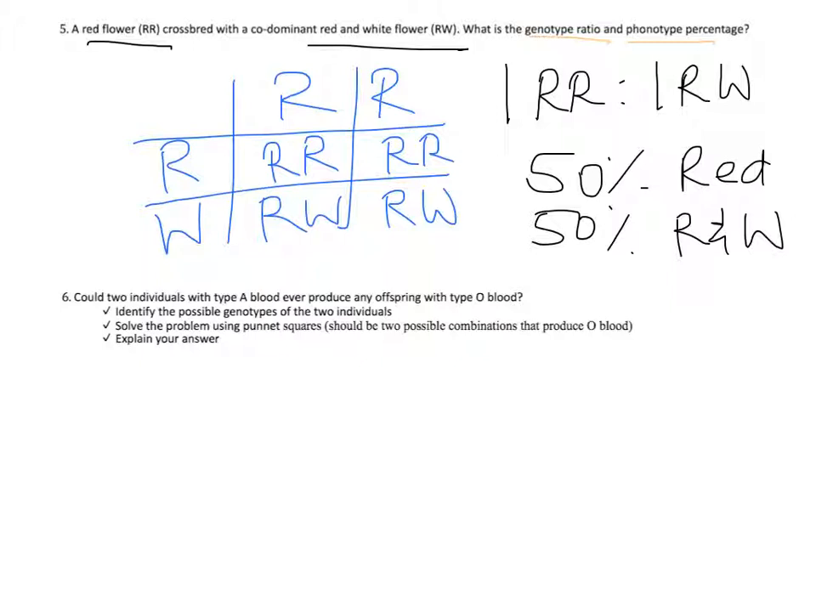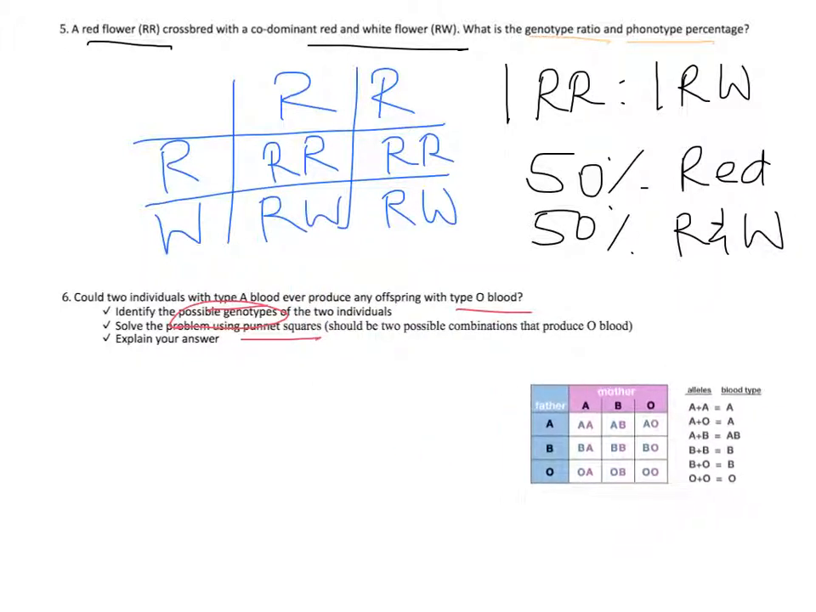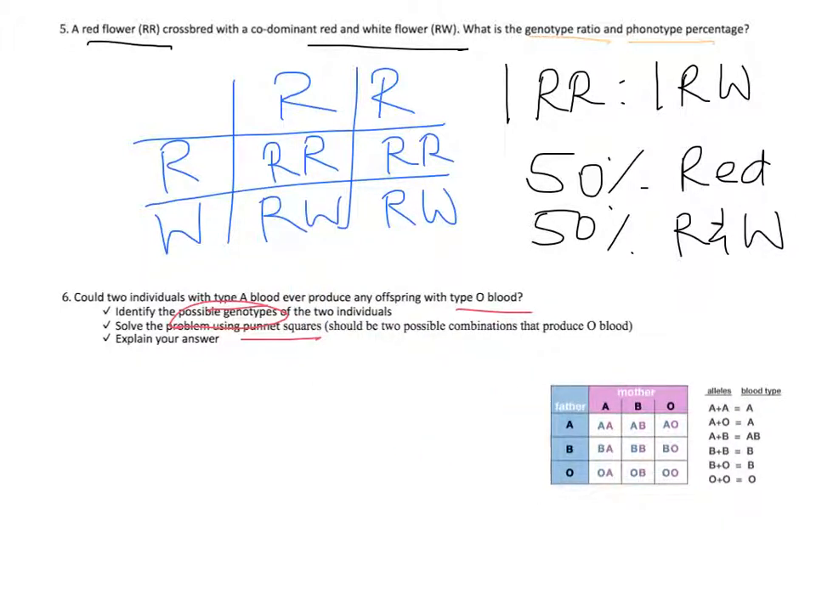And the last question, question number 6. Could two individuals with type A blood ever produce an offspring with type O? Identify the possible genotypes of the two individuals, solve the problem using a Punnett Square, and explain your answer. For one last time, I'll bring this image back in. We want two individuals with type A, so we're looking at this column and this column. Could they ever produce an offspring with O?